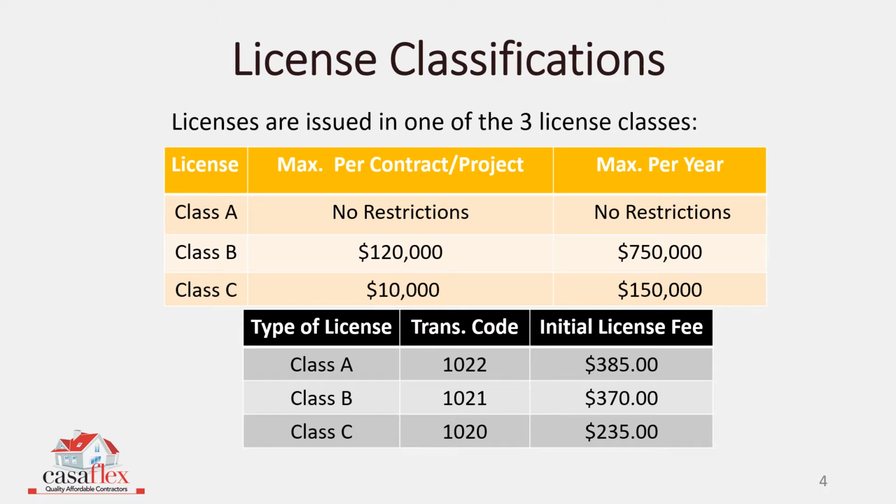Class C has a $10,000 restriction on the maximum amount that can be made per contract or project per month, and the maximum amount that can be made per year is $150,000. For the Class A license, the initial licensing fee is $385. For the Class B license, the initial licensing fee is $370. And for the Class C license, the initial licensing fee is $235.